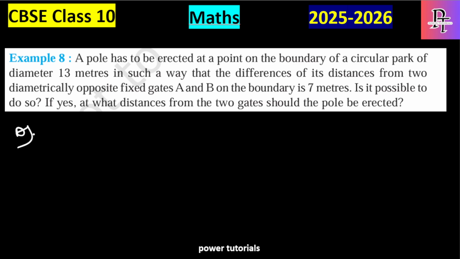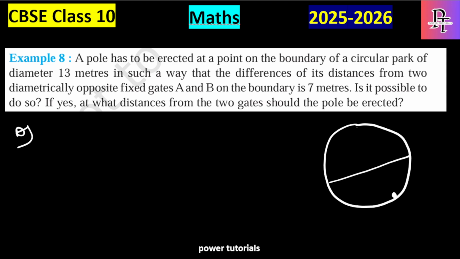A pole has to be erected at a point at the boundary of a circular park of diameter 13 meters. Okay, let's mark a circle, and we have some pole here. We have one diameter which is 13 meters, in such a way that the difference of its distances from the two diametrically opposite fixed gates A and B on the boundary is 7 meters. So this is A and this is B. So we have one distance and we have another distance.